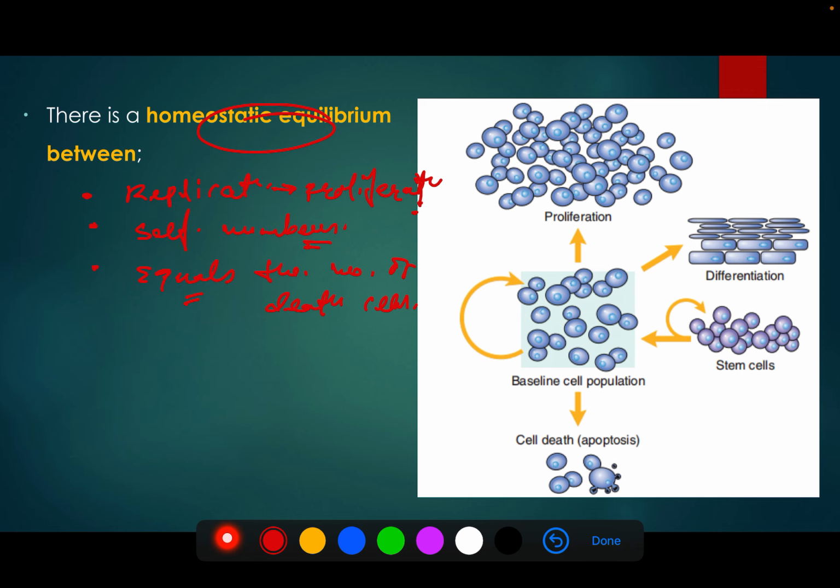The stem cells divide and replace the same number of cells, so if they replace the same number of cells, of course they proliferate the same number of cells. If they proliferate the same number of cells, as we said already, it divides into one same stem cell. That means the self-renewal property, so the number of stem cells will also remain constant. The number of proliferating cells and the number of stem cells remain the same, and that maintains the same number of cell deaths. That's why these three lines of cells always remain constant. That's why this is what we call the homeostatic equilibrium.